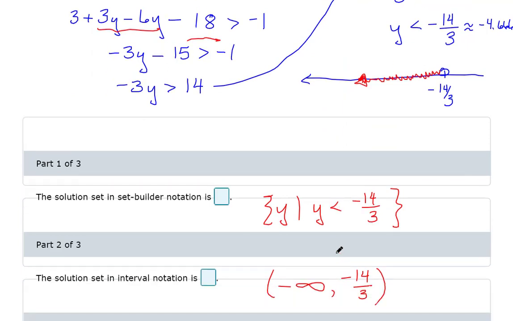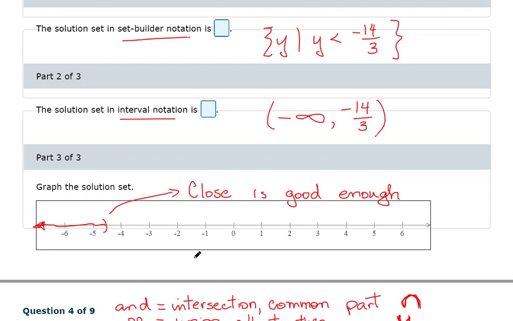So let's see our set builder notation. Got that. Interval notation, it did go off to the left forever. And so now when you graph it, you might say, how do I graph a minus 14 thirds? There's no mark for that. Well, remember we saw that minus 14 thirds is about minus 4.66. So just make your mark a little past halfway, and close is good enough for Connect Math.